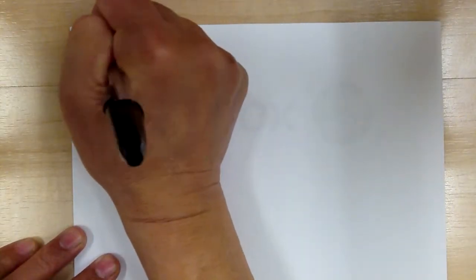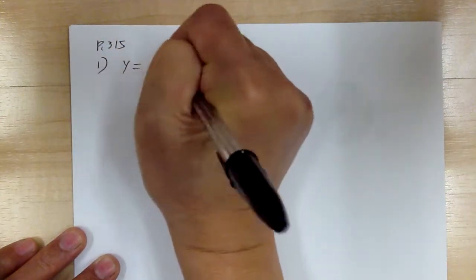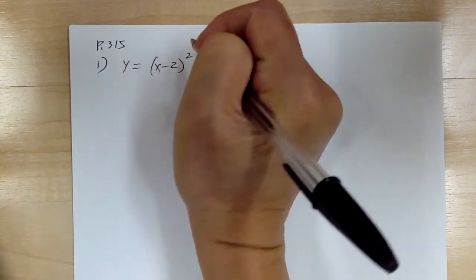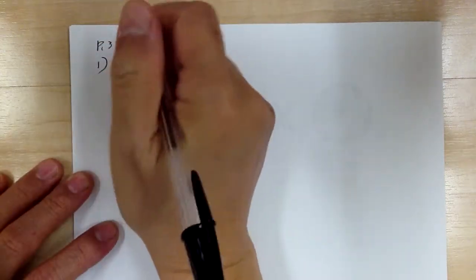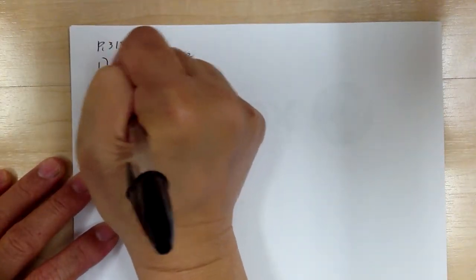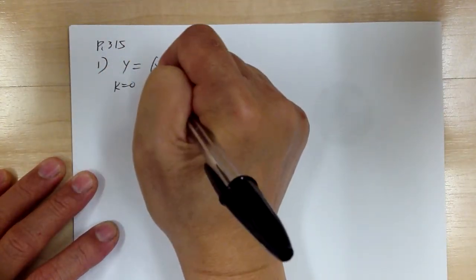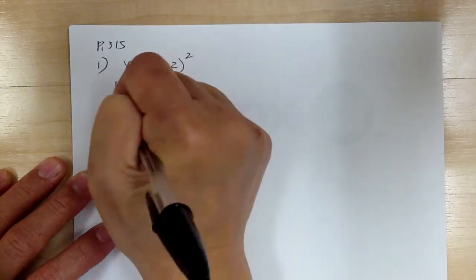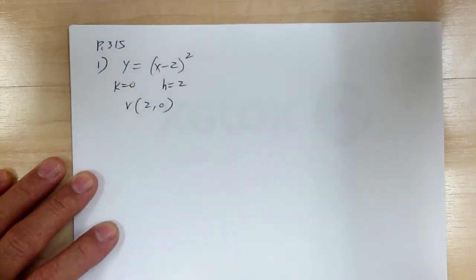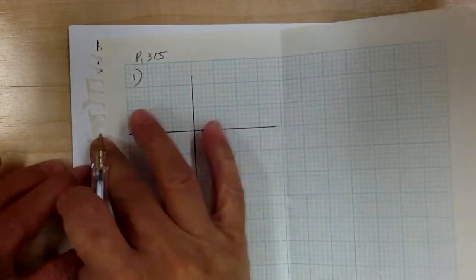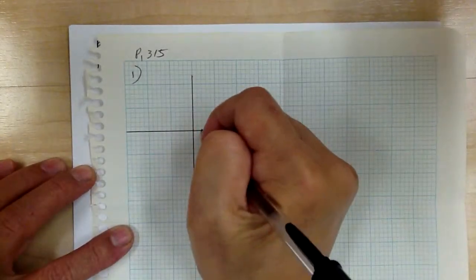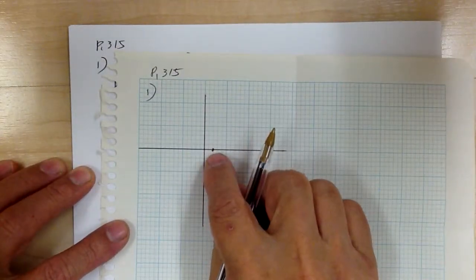Let's go to page 315, and number 1, you have y equal to (x minus 2) squared, and you want to sketch the graph. So get your h and k. So k equal to 0. From here, your h equal to 2. So the vertex is at (2, 0). So on your graph, get your axes and then plot the vertex at (2, 0).